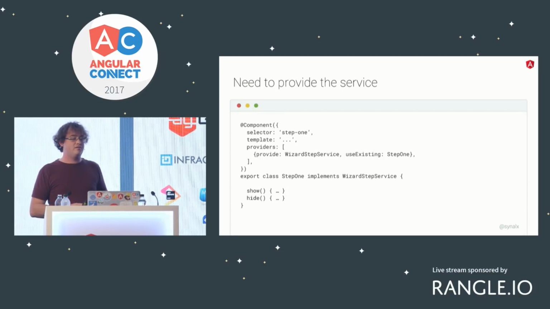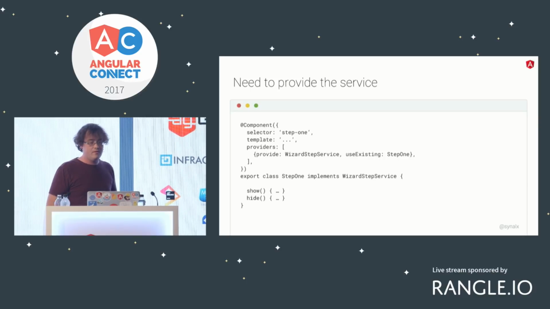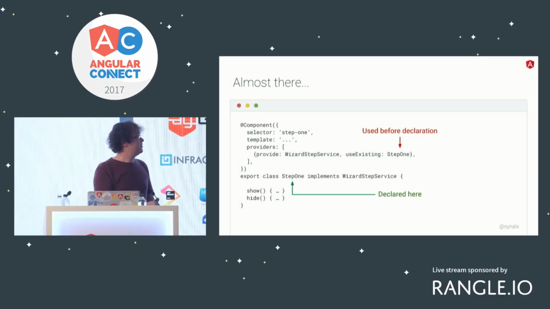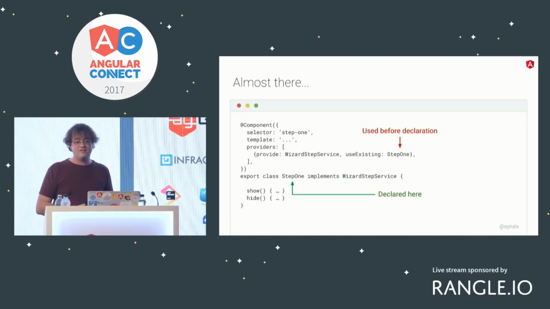And an easy way to do that is to use existing and point it at the component instance that's already in the injector. So we're going from a component that the wizard knows nothing about to an interface that it does, and every step component provides that interface with its own type. And that almost works, except this is actually a TypeScript error, right? We're using step 1 as a value inside the metadata, but it's defined down below when you declare the class. If we're just referencing it as a type, that's OK, but this is one of the few cases where the order of declaration actually matters.